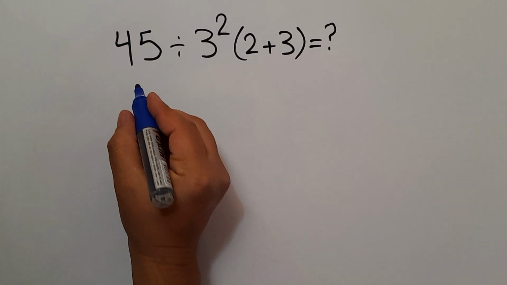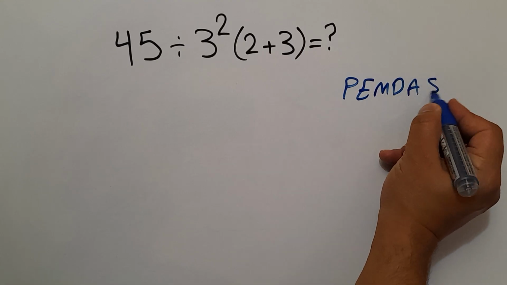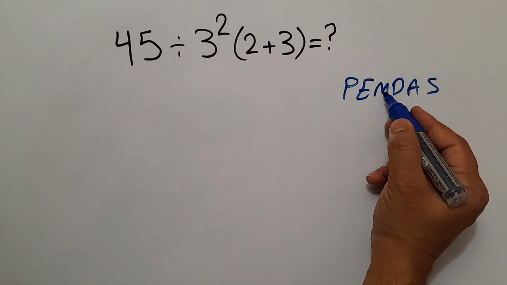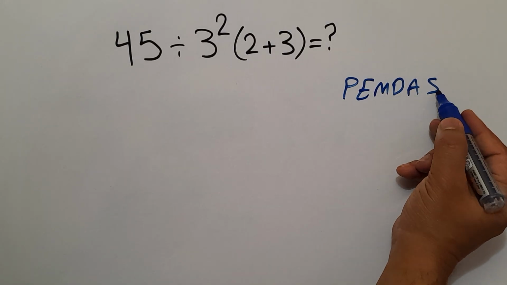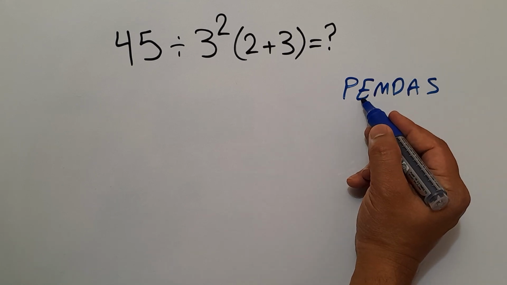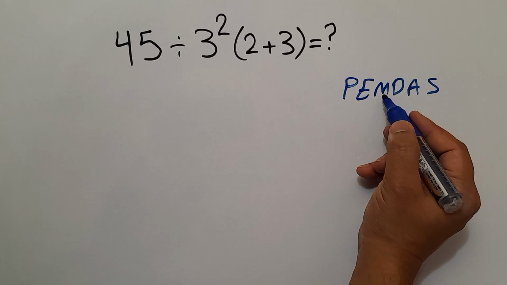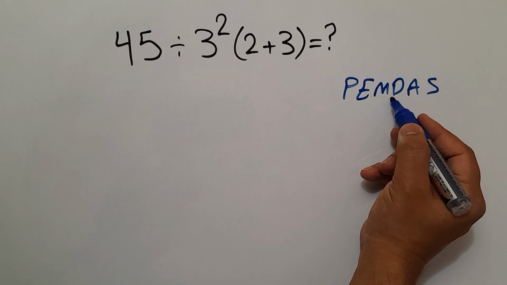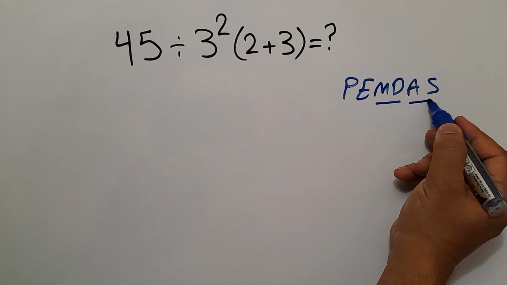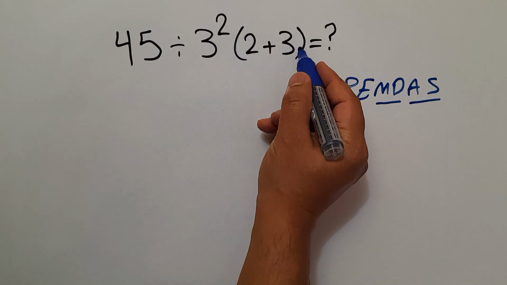because according to the order of operations, which is PEMDAS, P stands for parentheses, E stands for exponents, M and D stand for multiplication and division, and A and S stand for addition and subtraction. We first do parentheses, then exponents, then multiplication and division, and finally addition and subtraction. Remember that multiplication and division have equal priority and we work from left to right, and the same applies to addition and subtraction. So here first we have to handle these parentheses.